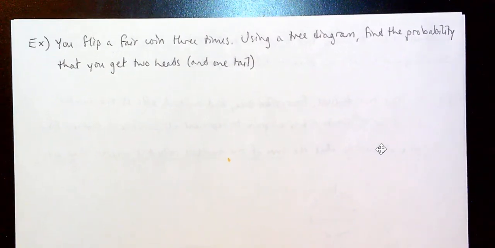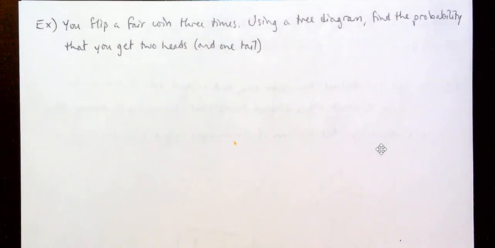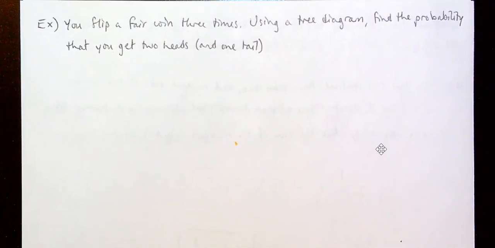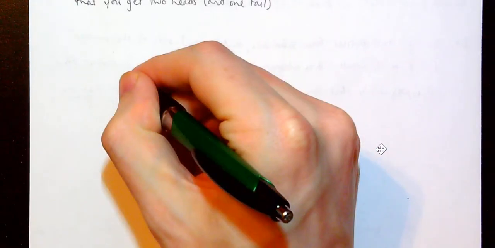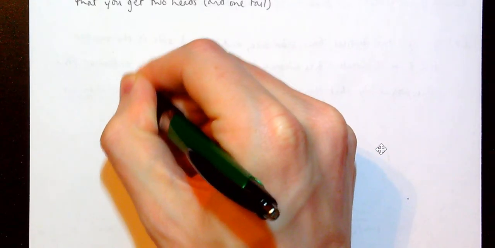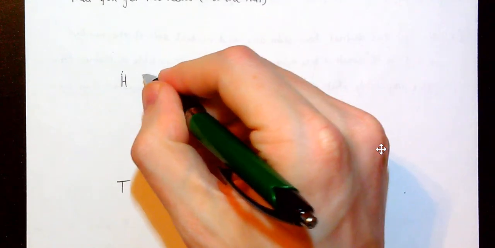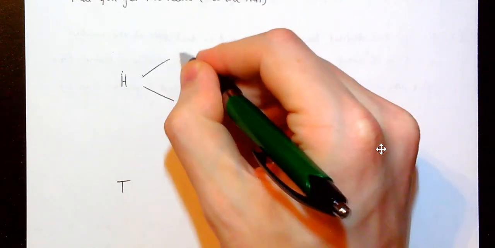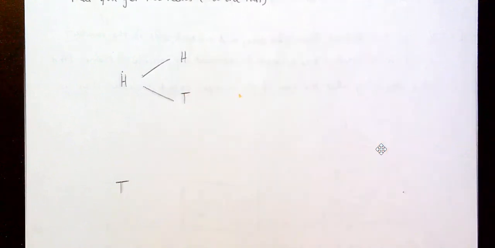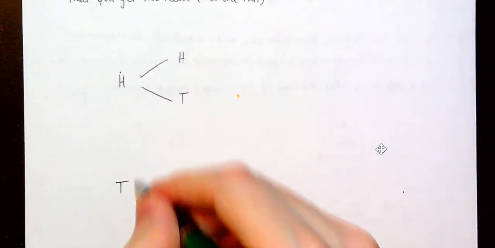So again, let's create a tree diagram. Take a fair coin, flip it 3 times. So I have my first flip, heads and a tails. From there, my second flip, I can have another heads or I can have a tails.